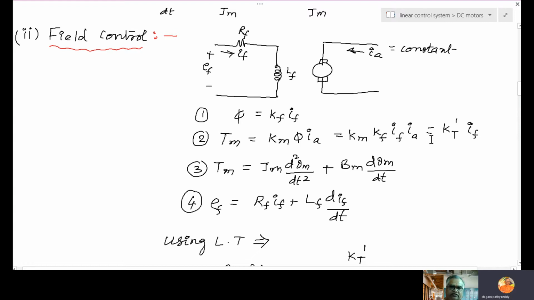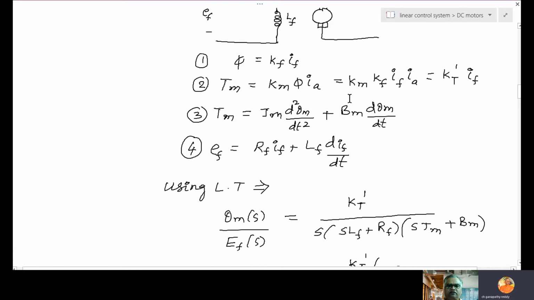This is the function. Second one: whatever torque is developed has to drive inertia J and friction Bm. This is similar to the previous one. Then the fourth one, write the field equation: Ef equals RF IF plus LF dIF by dt. This is the loop equation. Once again, what is the output of this system? Theta m as usual. What is the input? EF, the field voltage. This ratio will give the transfer function.